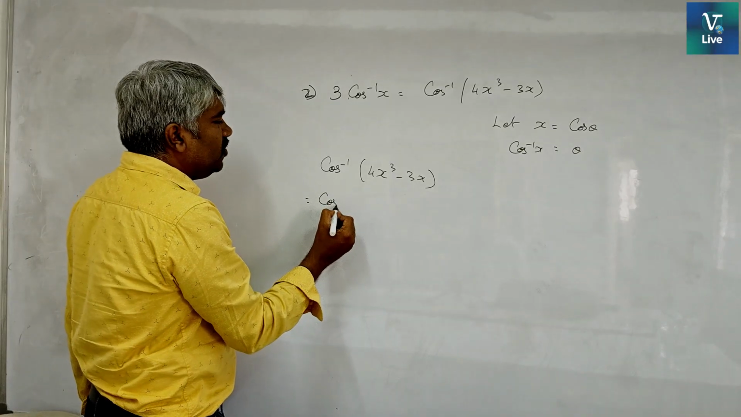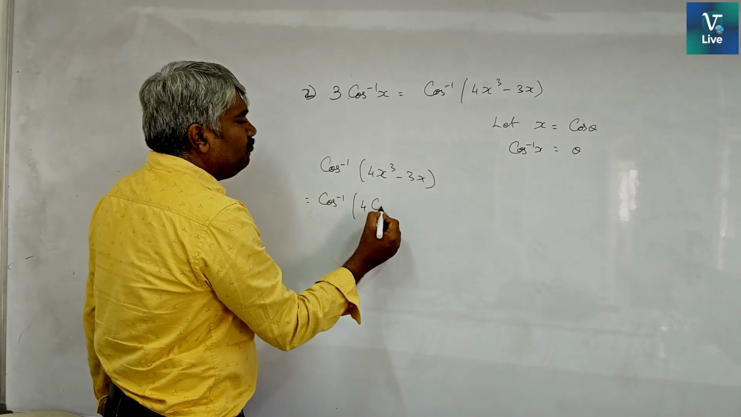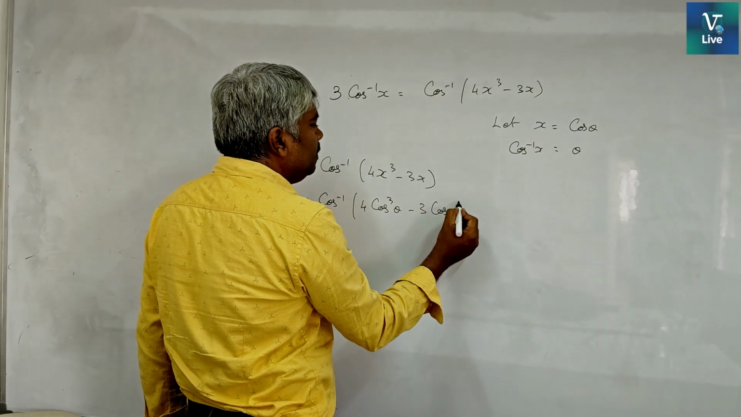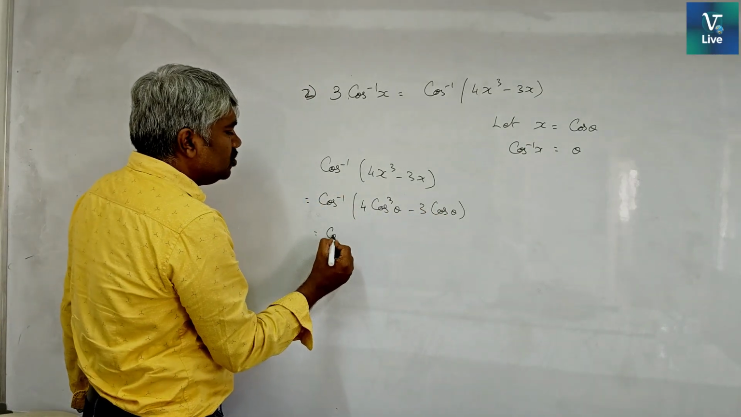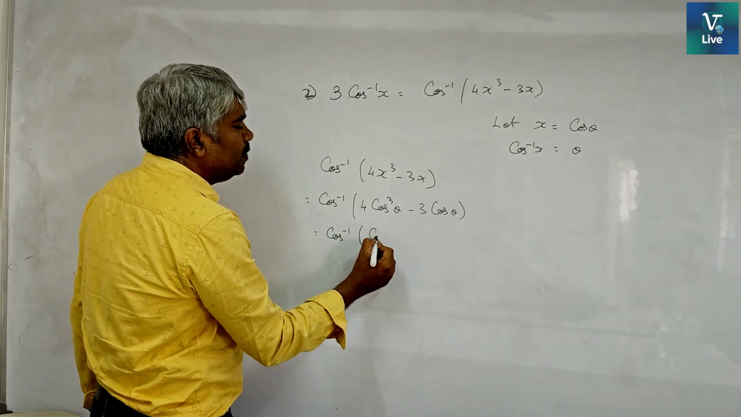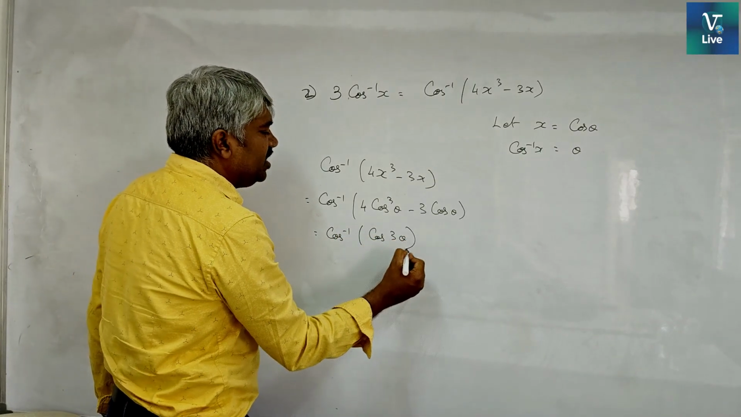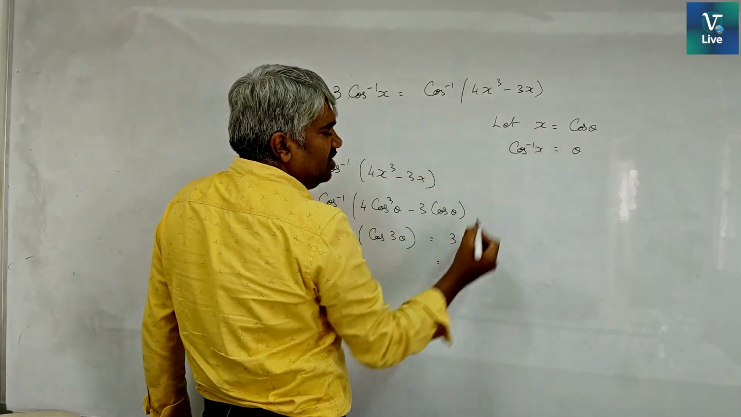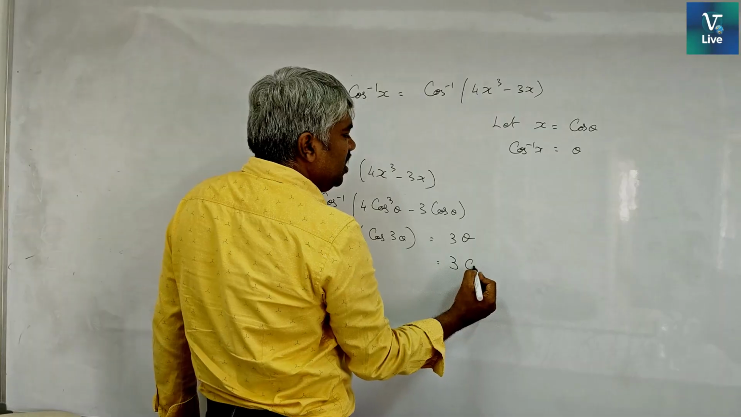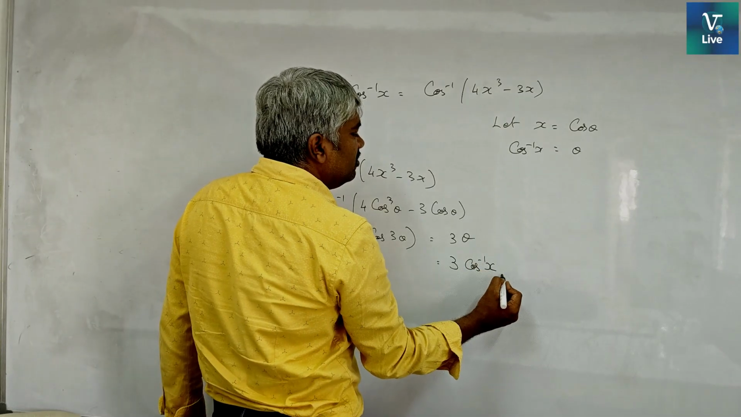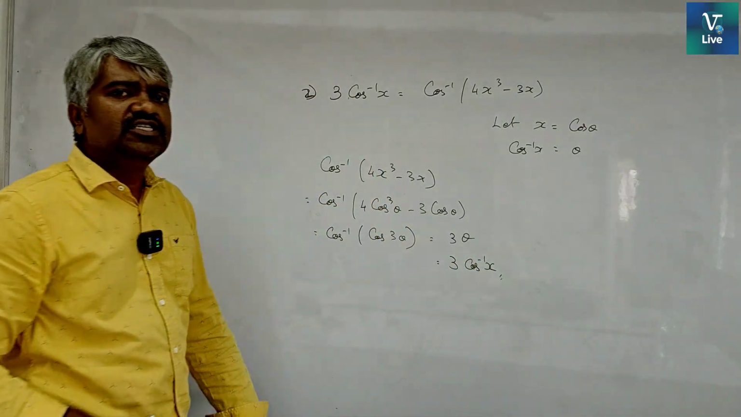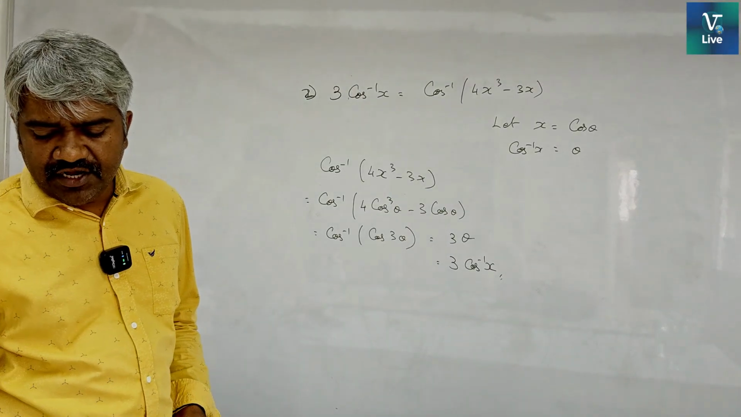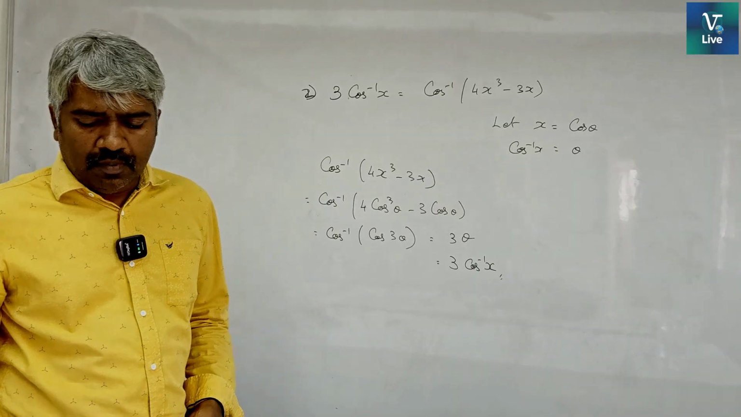So substitute the value of x in this: 4 cos cube theta minus 3 cos theta. So cos inverse of this is nothing but cos inverse of cos 3 theta, which is 3 theta. Since we have already found the value of theta over here, which is cos inverse of x, we get 3 into cos inverse of x. So just proved, right? Next we'll get into the next problem.